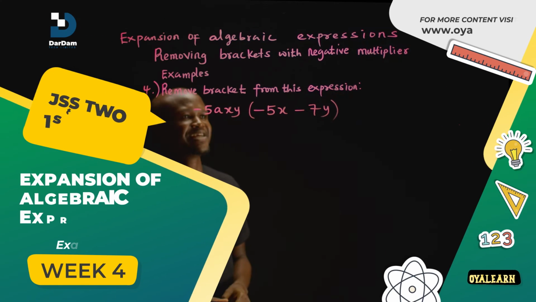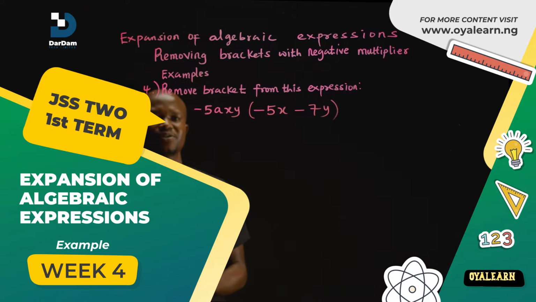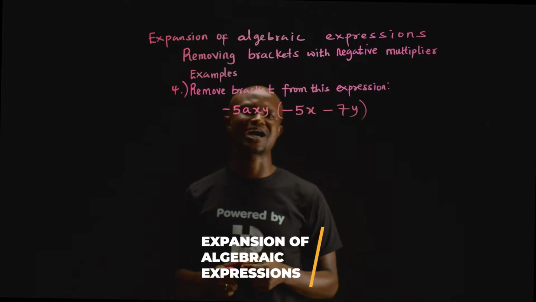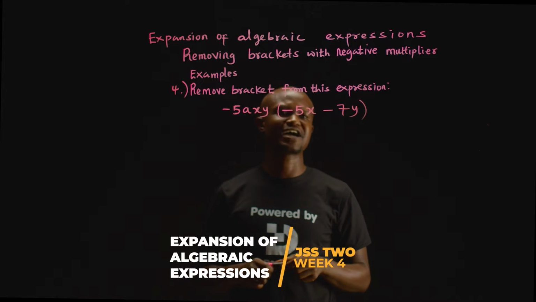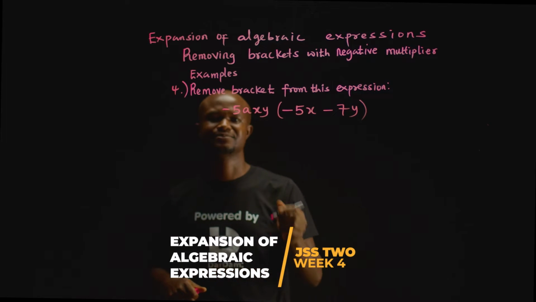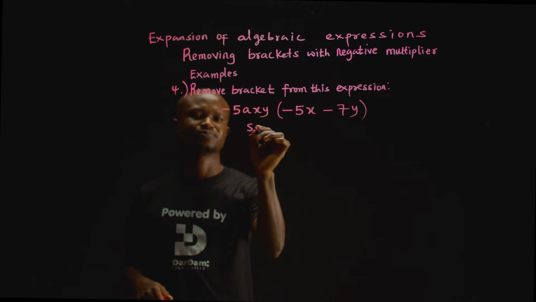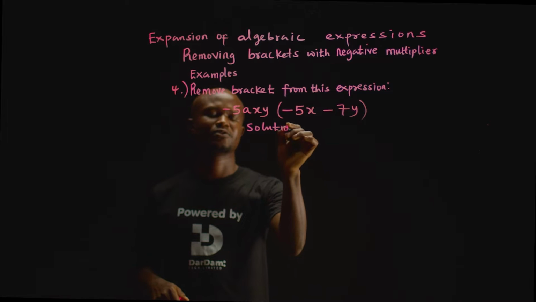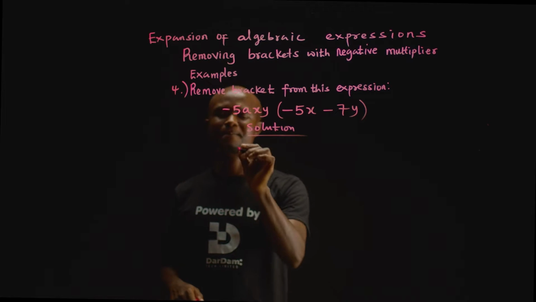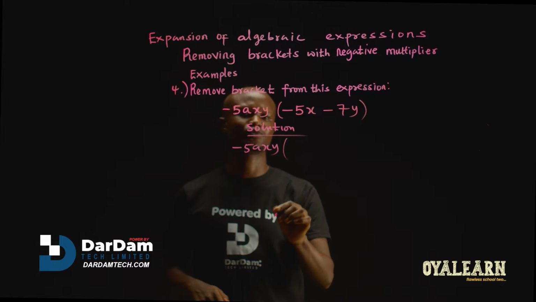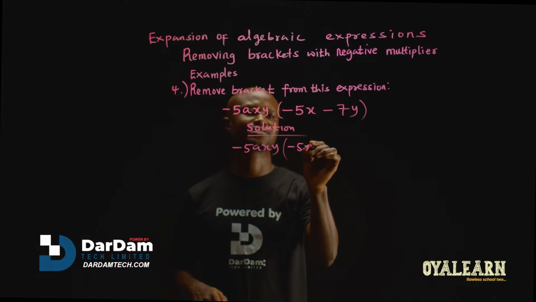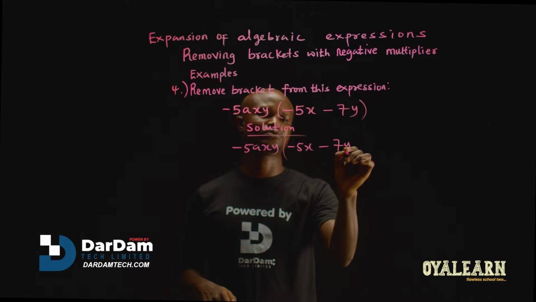Remove bracket from this expression: minus 5axy multiplied by minus 5x minus 7y. Solution: minus 5axy into bracket minus 5x minus 7y.